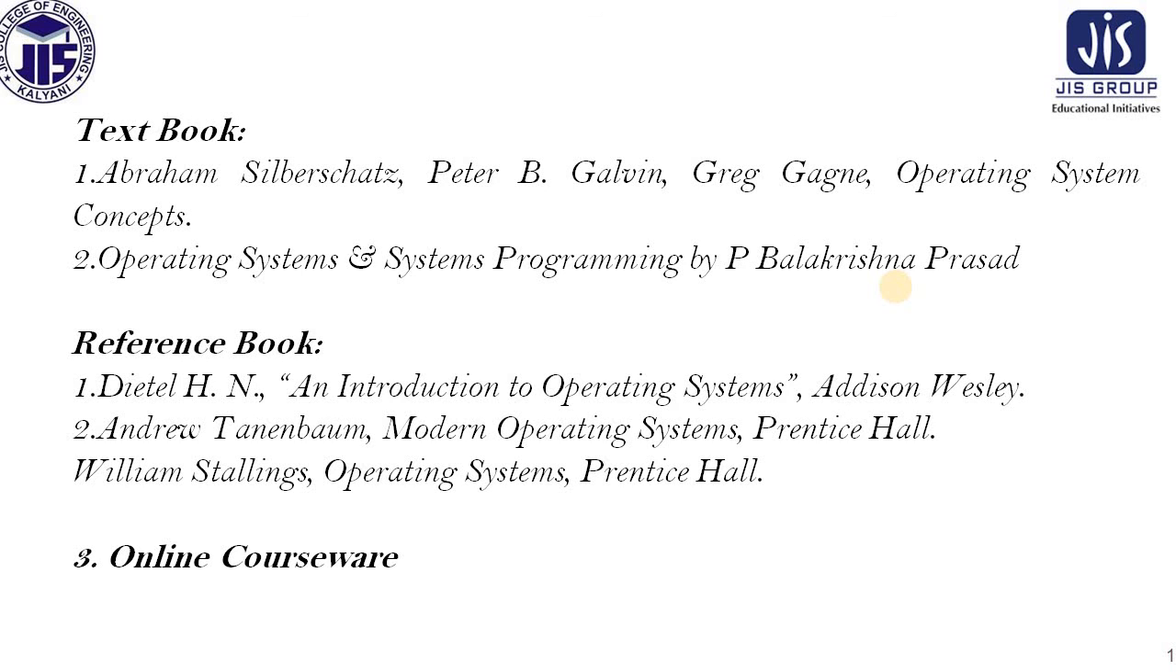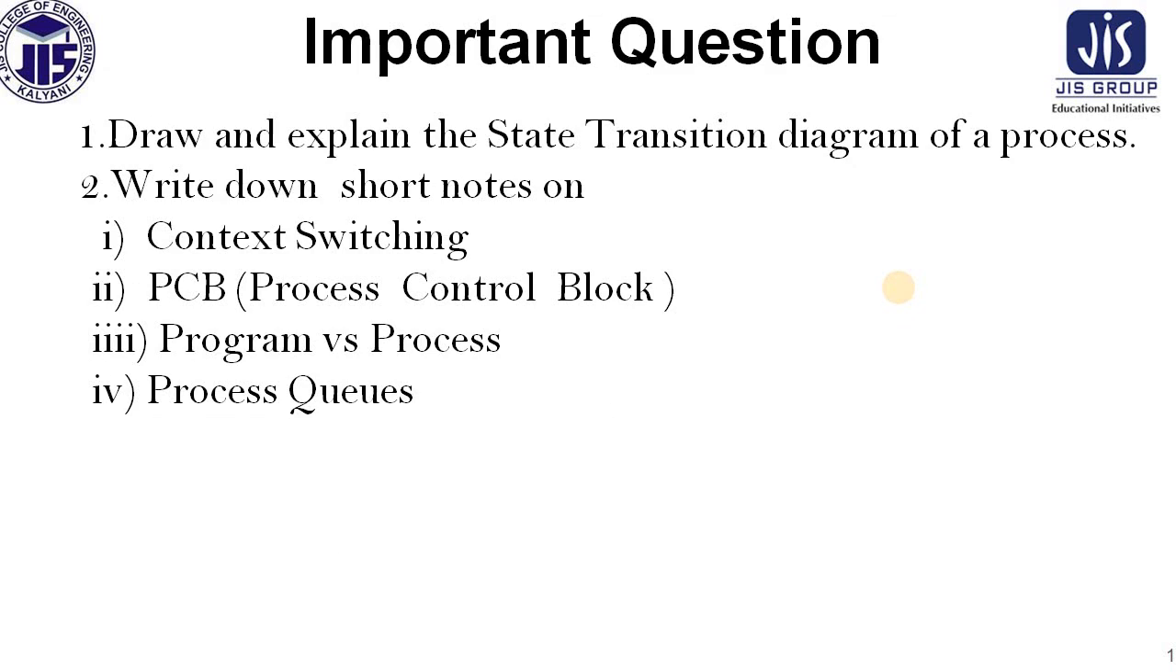These are the important books for your course. These are the important questions for your semester exam. Draw and explain the state transition diagram of a process; it comes in every semester exam. This is very important, and this question will carry 5 marks. Next is write a short note on context switching and process control block. What are the differences between program versus process? Explain different process queues. These are the important questions for your semester exam.